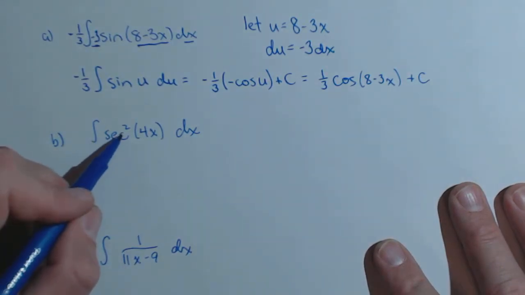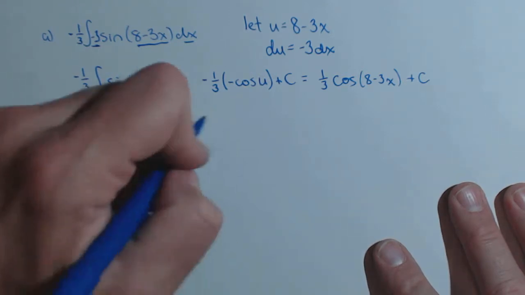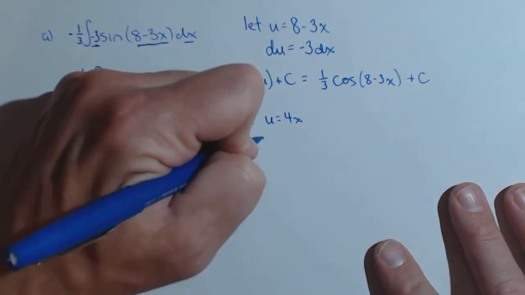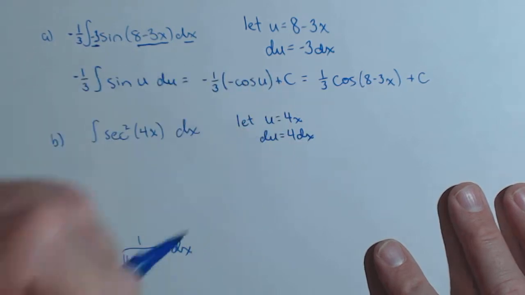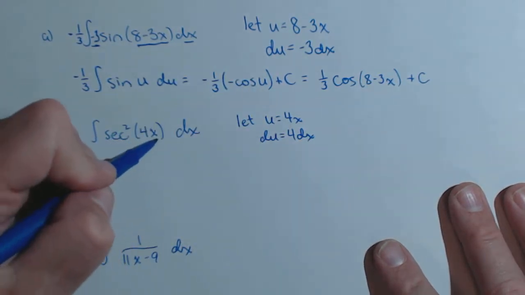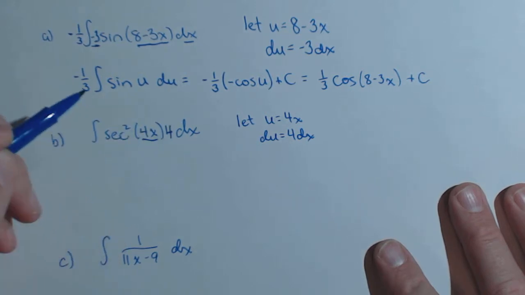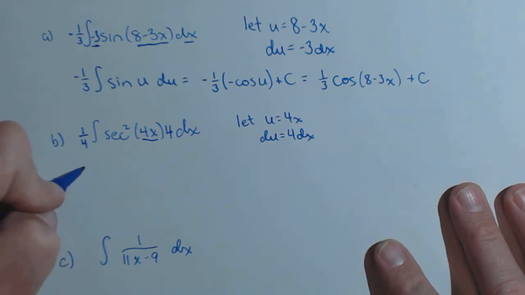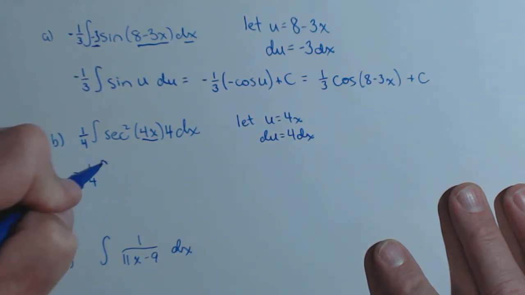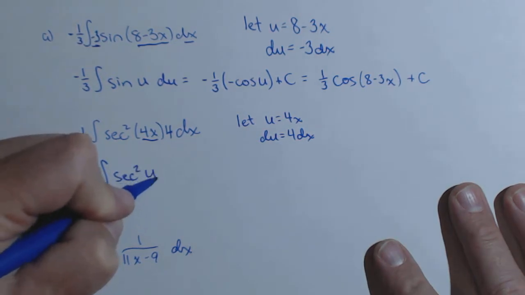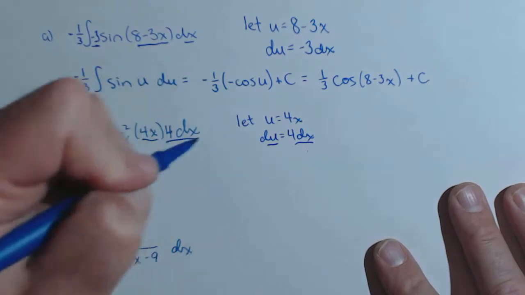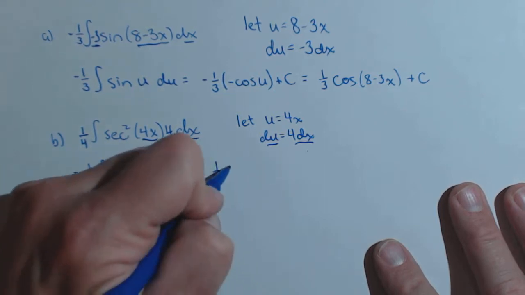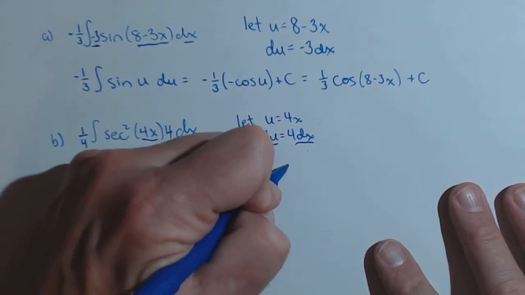In B here, if it were just secant squared of x, I would know the antiderivative, but it's 4x. So I'm going to let u equal 4x. Therefore, du equals 4 dx. There's my u. I need a 4 on the dx, so I don't change my original, I put a 1/4 out front. So now I make my substitution and I get 1/4 the indefinite integral of secant squared of u, since 4 dx is exactly equal to du. The antiderivative of secant squared is tangent of u plus c.